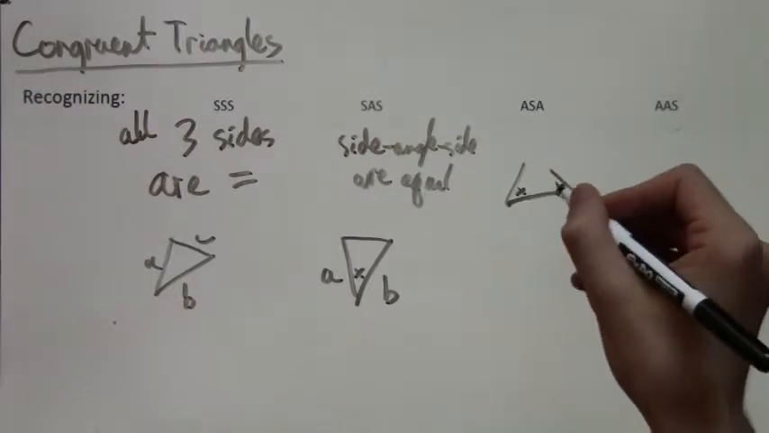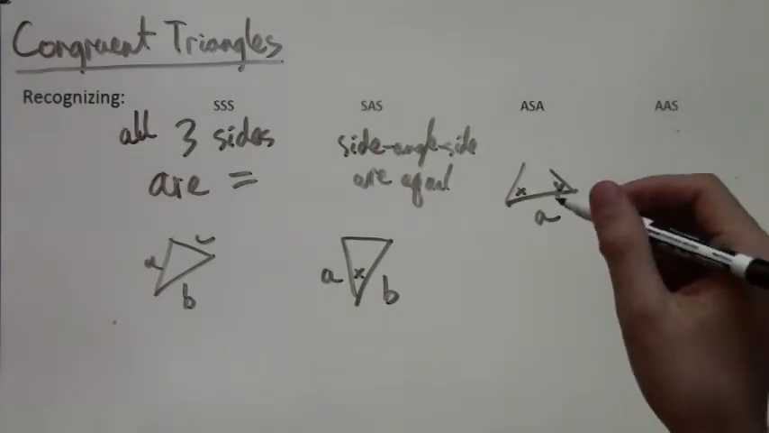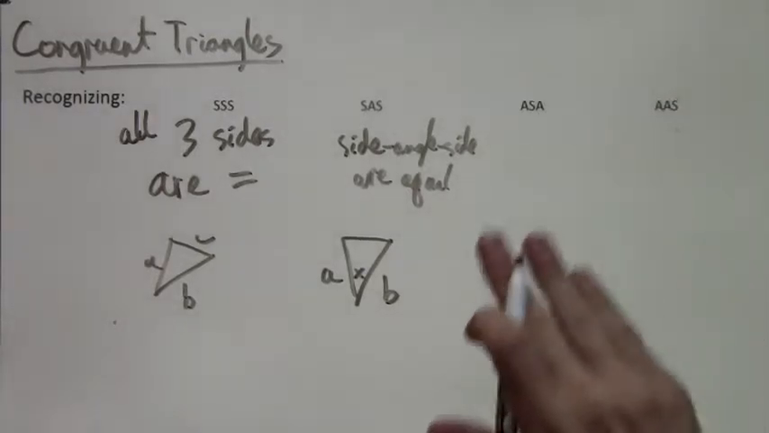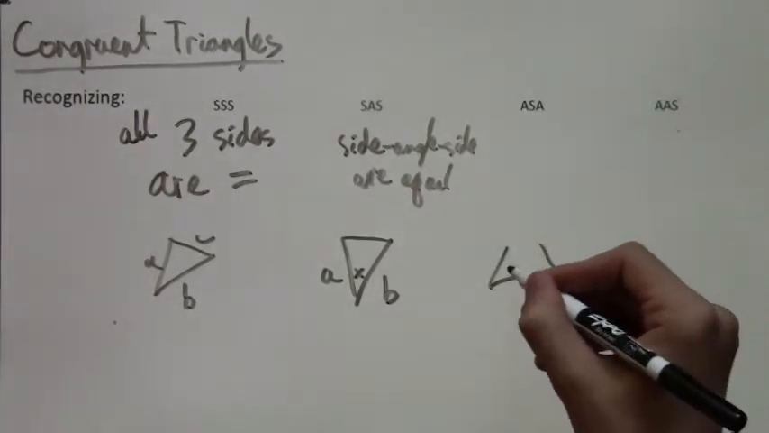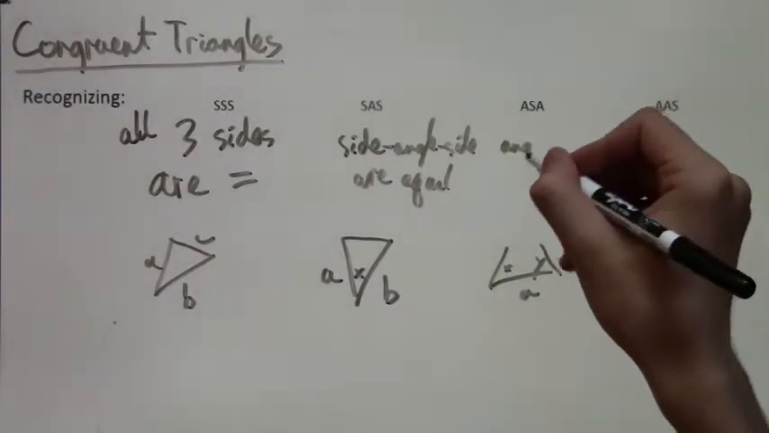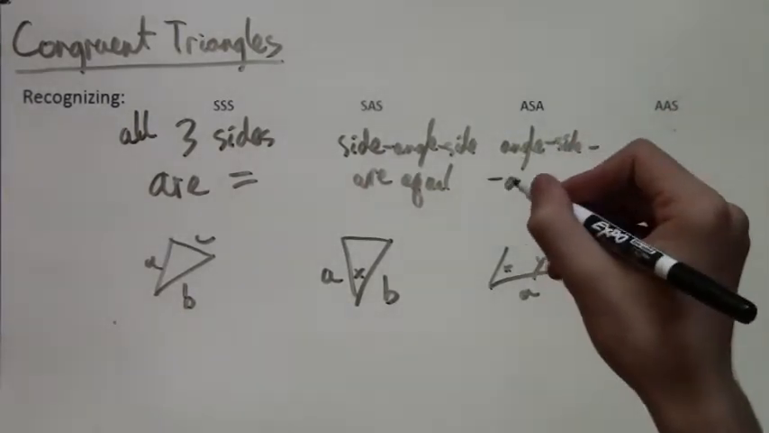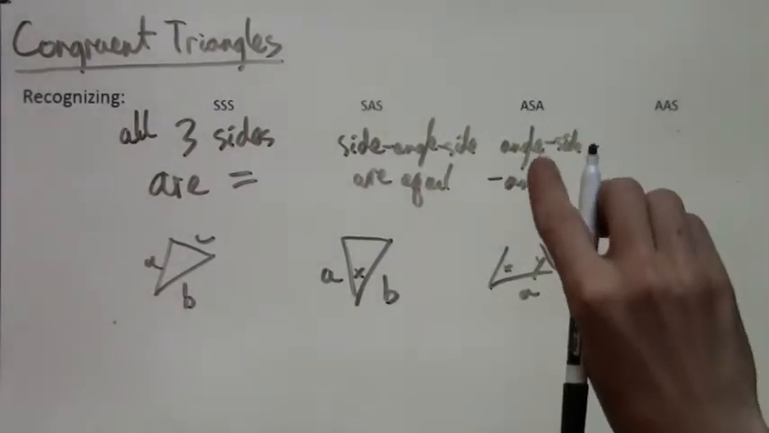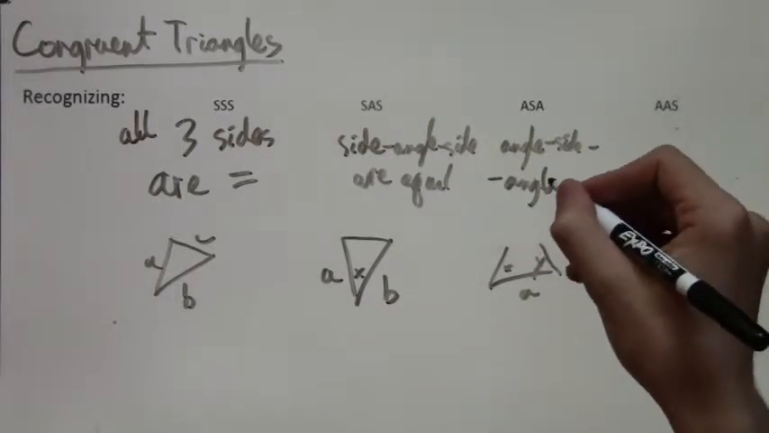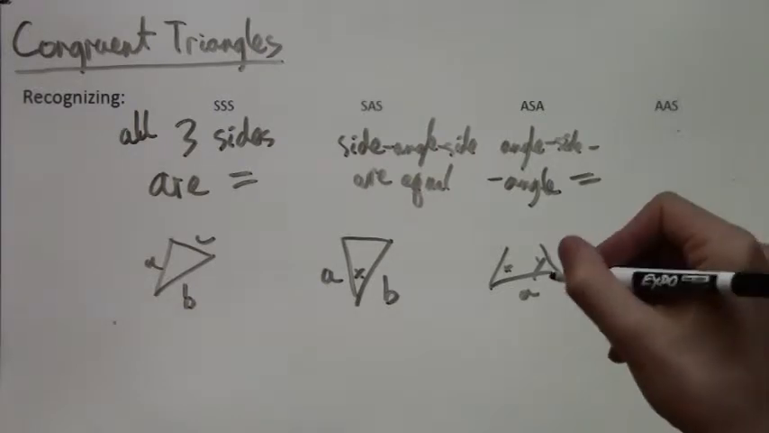Then there's ASA, which is angle side angle. So you have two angles and then the side in between them. If those are the same for two triangles, the two triangles have to be the same entirely. So all the side lengths will be the same, all the angles will be the same, just the same triangles. And we'll talk about this more in the examples that are coming up.